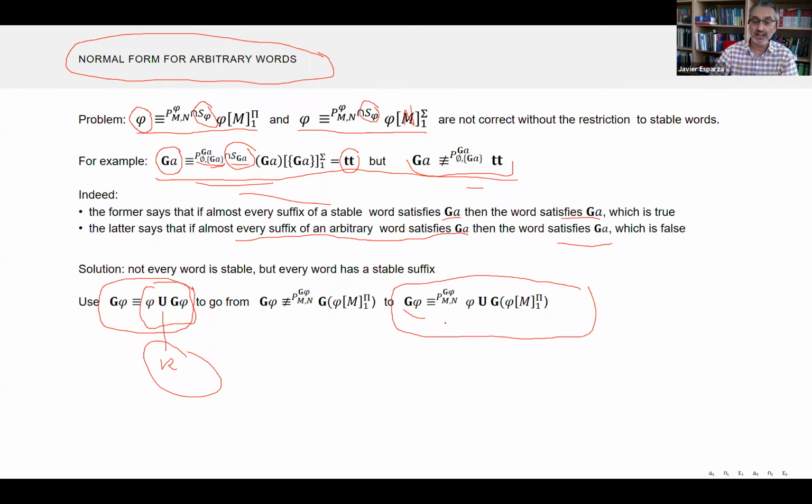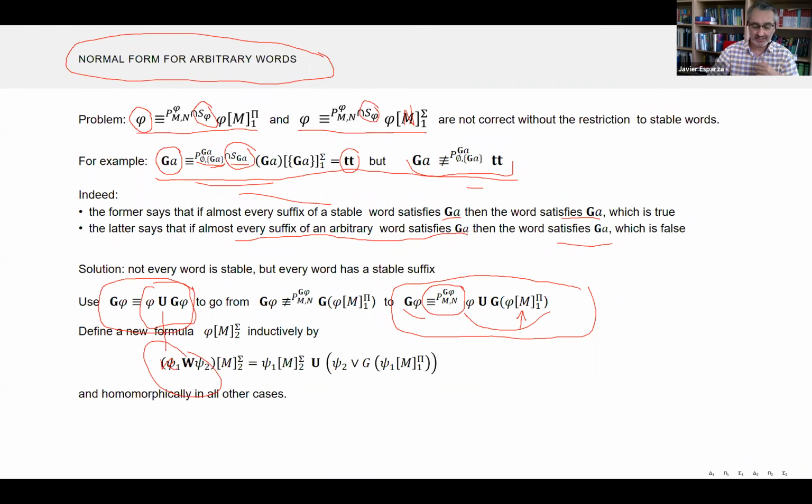It tells you that g phi is equivalent to this. So here in the second part, you are able to replace phi by this formula without alternations. Okay? That's the intuitive idea. And remember, observe that there is no mention of stable words here anymore. The stable words have disappeared from the picture.